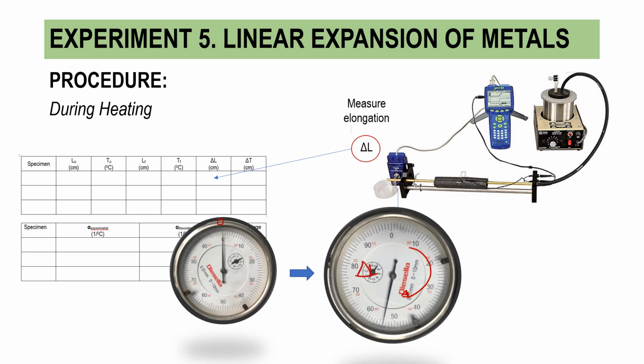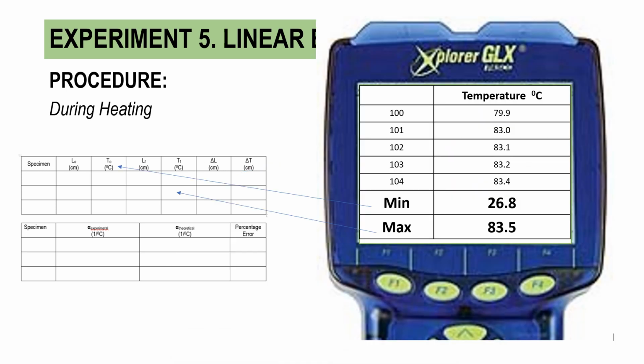Whatever the reading here, we have to divide this by 1000, and that value should be placed in this column for delta L. And then for the final temperature, we have to place that there. In the Explorer GLX, we are setting the minimum and maximum value. The minimum value is the initial temperature, and the maximum value is the final temperature of the metal rod. So we place the initial temperature here, and in this column, the final temperature. Again, the minimum temperature is the initial temperature, and the maximum temperature is the final temperature of the metal rod.